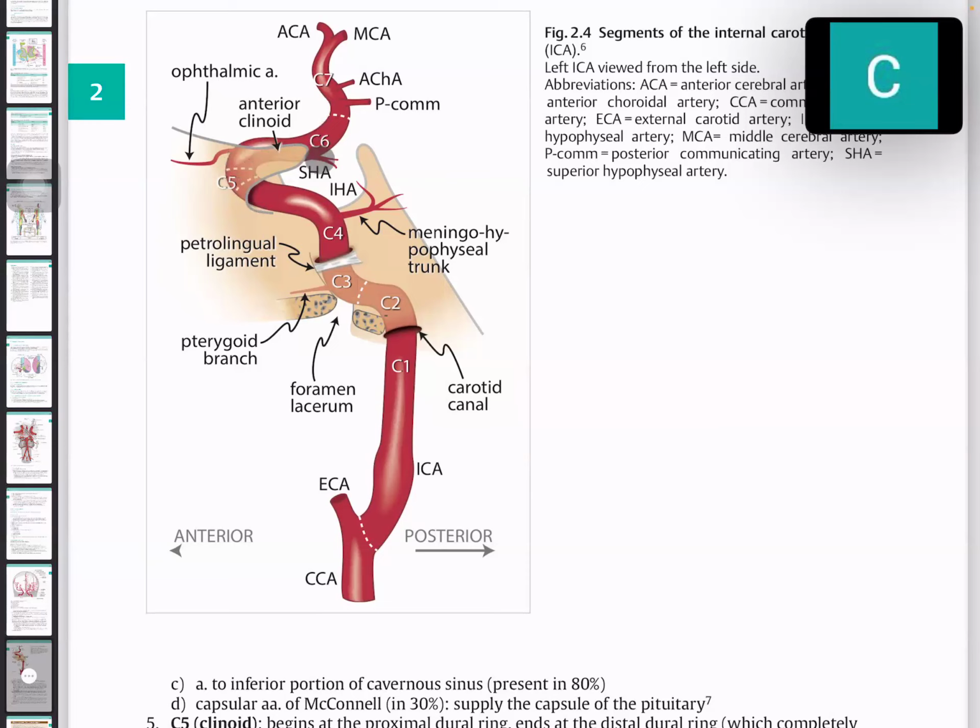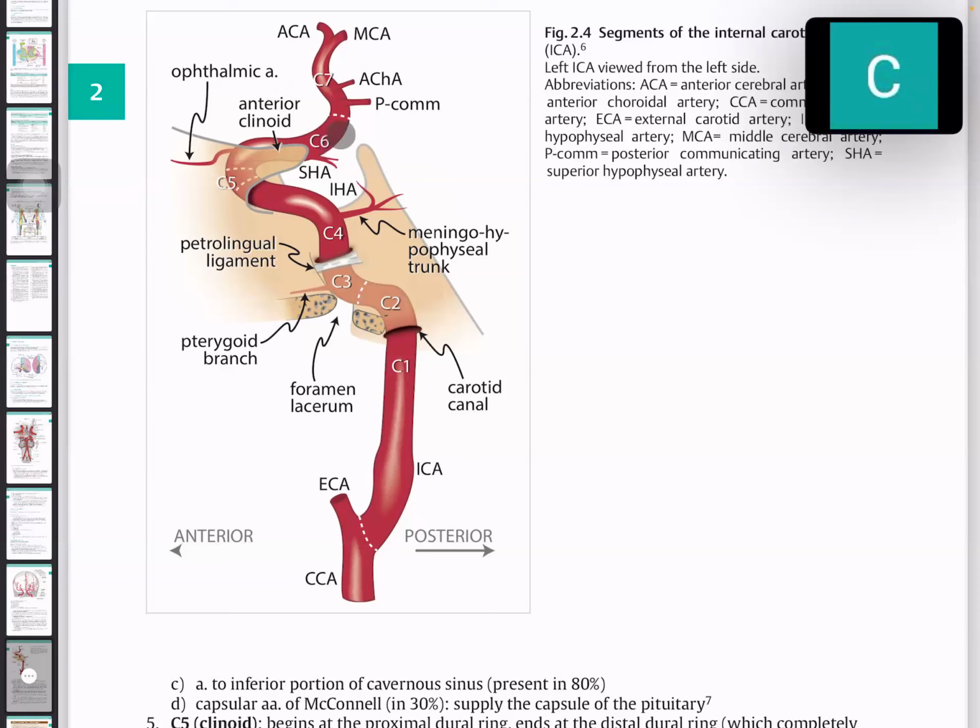The C6 segment represents the ophthalmic segment, or the supraclinoid segment. The supraclinoid segment gives out branches such as the superior hypophyseal artery, which is responsible for feeding the anterior pituitary gland and also the infundibulum. It also gives out the ophthalmic artery, which is responsible for the vascularization of the orbit.